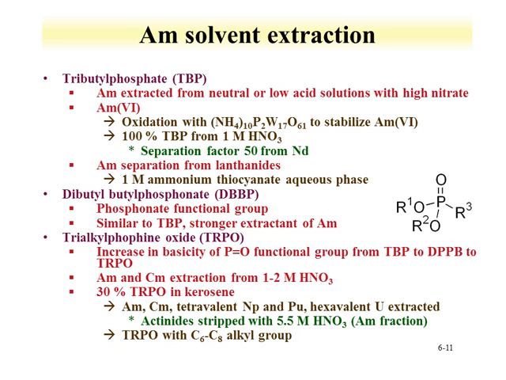Americium and curium are extracted from 1 to 2 molar nitric acid with this ligand. And studies have shown that with 30% TRPO in kerosene, americium, curium, and trivalent and tetravalent neptunium, plutonium, and hexavalent uranium can be extracted. And these were done with C6 and C8 functional groups on the TRPO.